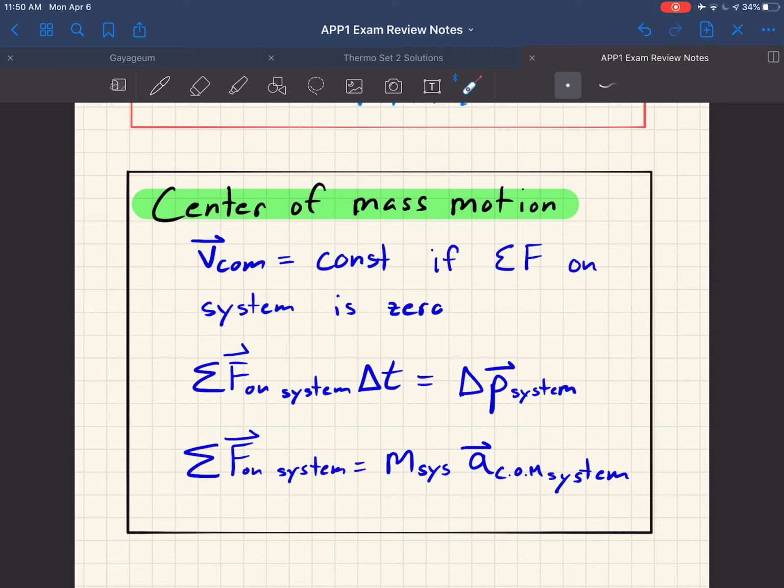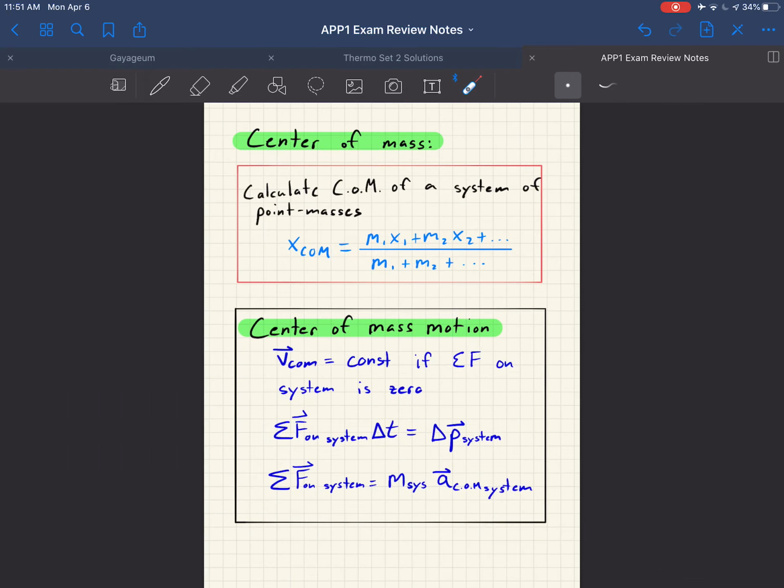We can also rewrite the impulse equation, but we can do it for systems, right? So if we take the whole net force on a system and multiply by the time over which it acts, we can find the change in momentum of that system. So this works for objects and it works for systems. Similarly, Newton's second law will also work for systems, right? So if we find the net force on a system, it will equal the mass of the system times the acceleration of that system. And I think that's about it for momentum.